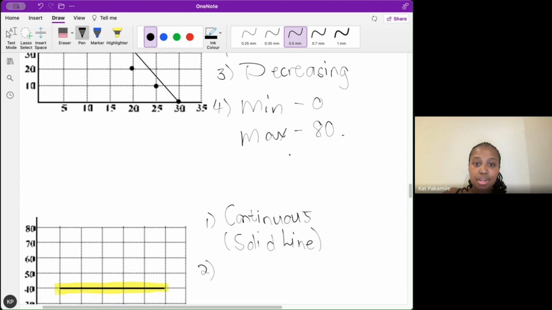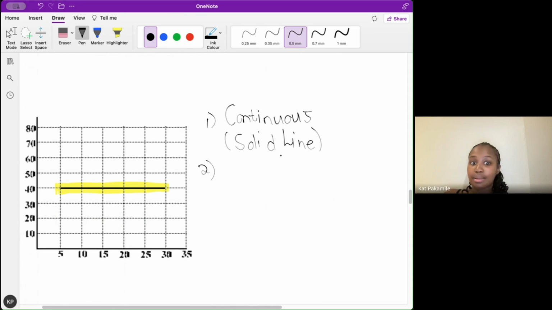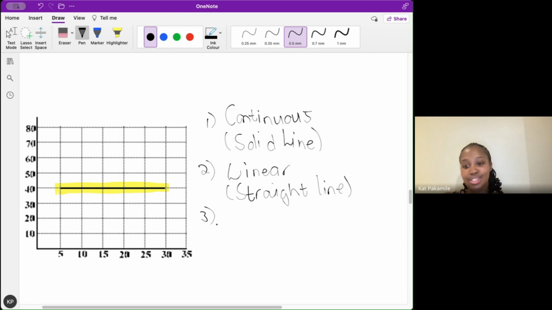Great. Of course, I'm going to forget what's next. Linear or non-linear? Is this a linear or a non-linear graph? That is true. It's linear because it is a straight line. It doesn't bend, it doesn't change direction, it doesn't curve. So it is linear because we have a straight line.